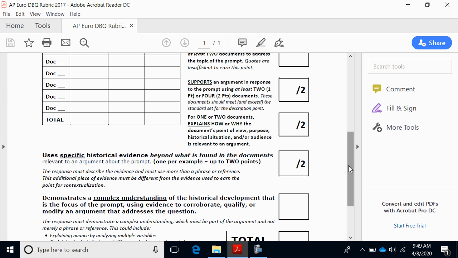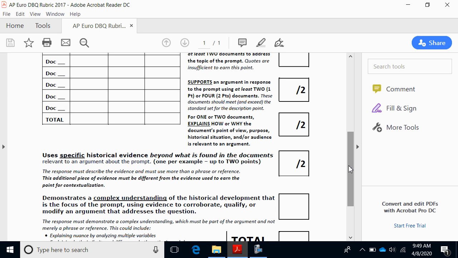It just can't be a DBQ on Hitler, and you say, oh, and Hitler was a painter before World War One. Yes, that's extra information, but it doesn't relate to anything about Hitler and World War Two. It just says he was a painter. So this is what I've seen before: specific evidence that people throw in that has no relationship.